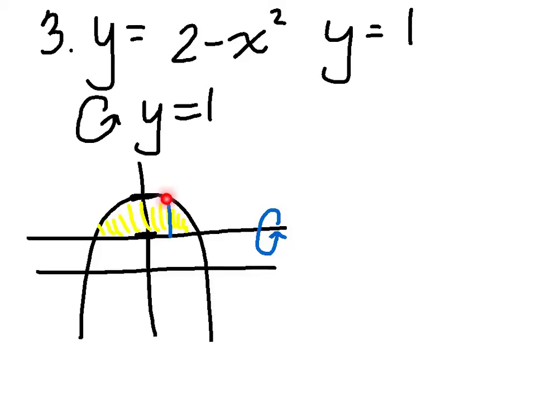And a quick check, is this function always on the top? Is this function always on the bottom? And I would say yes to both of those. Now, at the moment, I don't know my bounds, so I'm going to quickly set those equal to see where they intersect. 2 minus x squared equals 1.